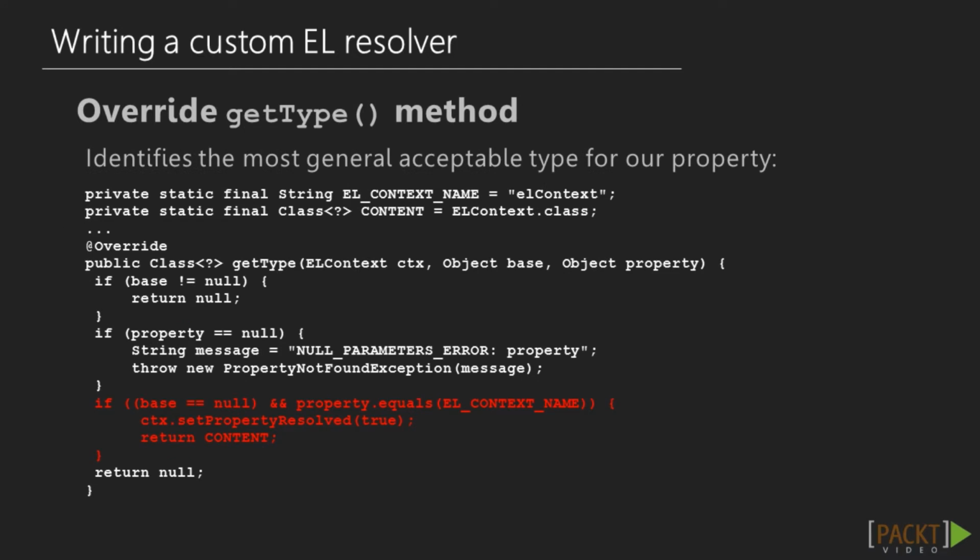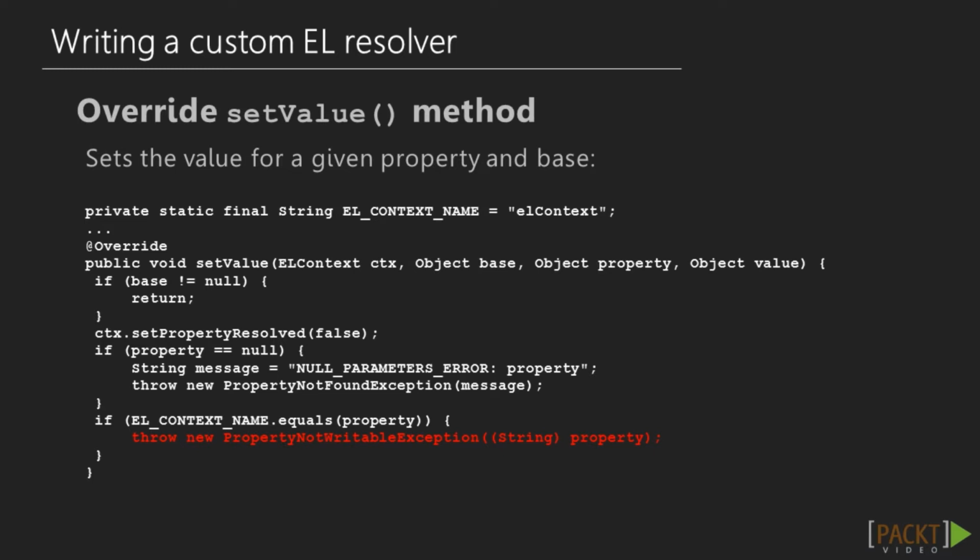The getType method identifies the most general acceptable type for our property. The scope of this method is to determine if a call of the setValue method is safe without causing a ClassCastException to be thrown. Since we return the current ELContext, we can say that the general acceptable type in our case is ELContext. This means that if the setValue method allows us to set a value to this expression, then that value must be of type ELContext.